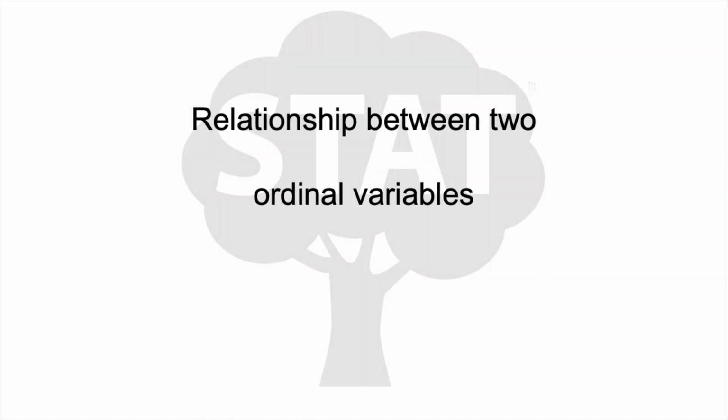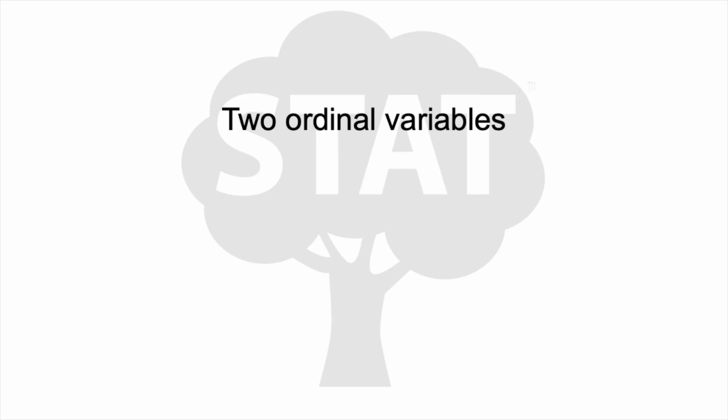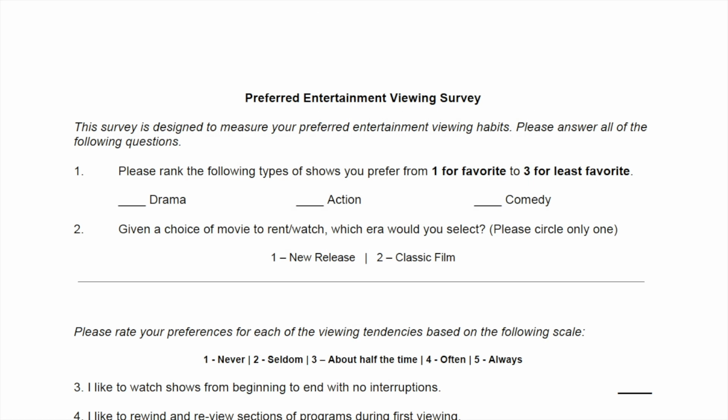To test whether there is a relationship between two ordinal variables, the Spearman rank order correlation would be appropriate. You will need two ordinal variables in order to run this test. In looking at the preferred entertainment viewing survey, any two of the response options for the first question regarding favorite type of show would be appropriate for this test. For this demonstration, we will use action and comedy.